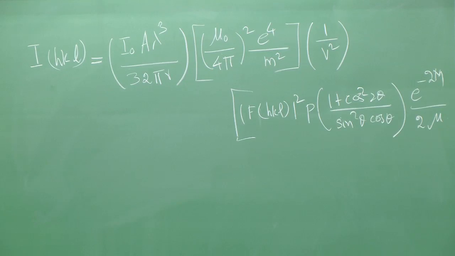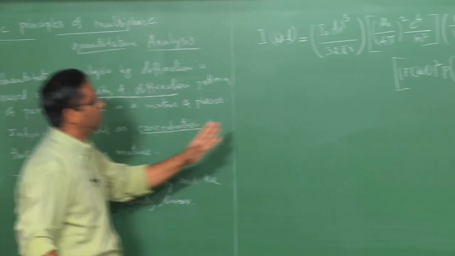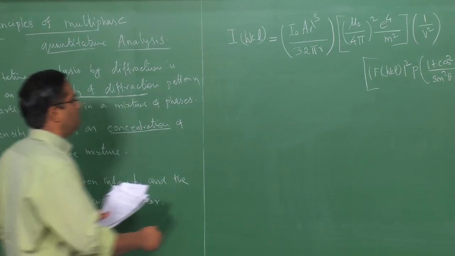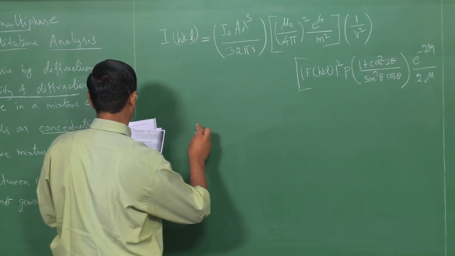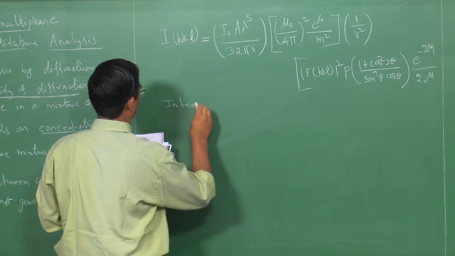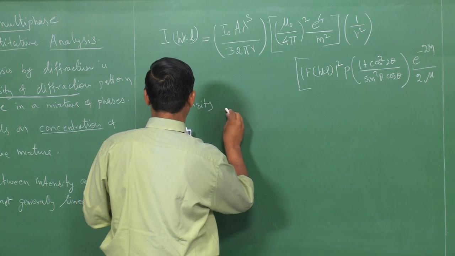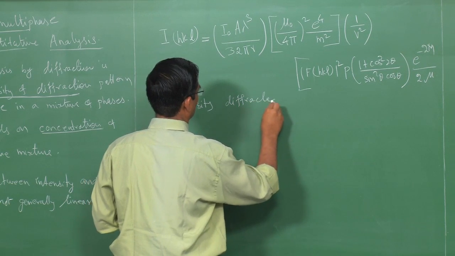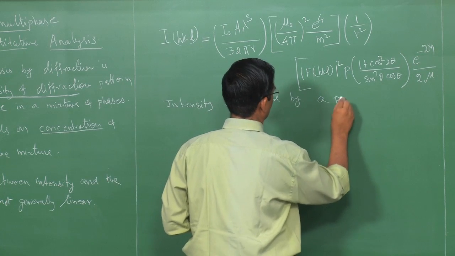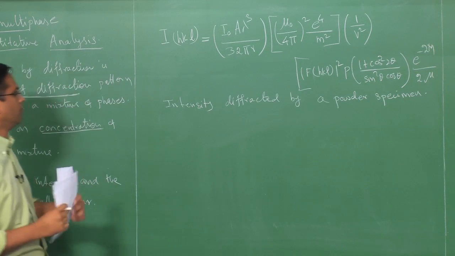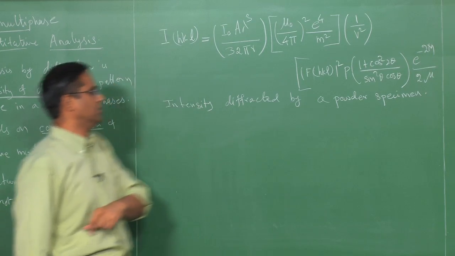So this is a familiar equation to us because this is how the final intensity of X-ray diffraction is expressed. We have gone through the meaning of each term in the earlier class, but this is a standard pattern for the powder specimen. We can write the intensity. So this is a general expression for an intensity diffracted by a powder specimen.